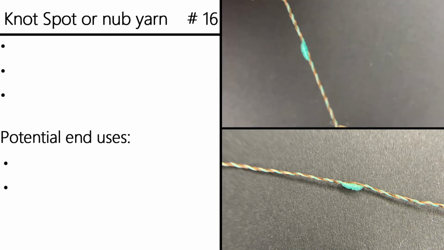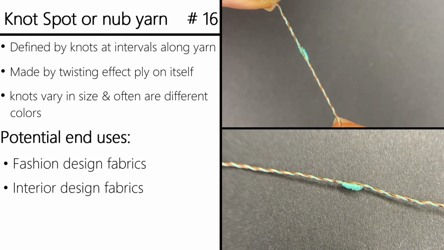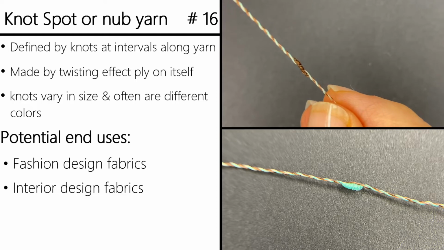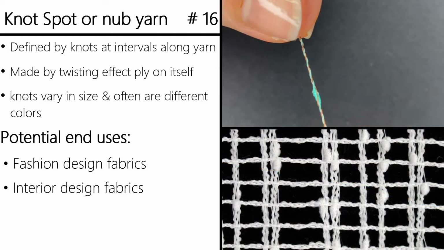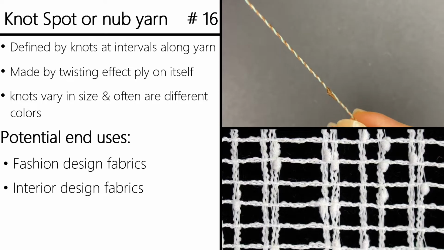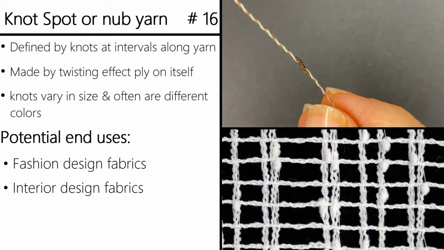The last novelty yarn from your kit is the knot, spot, or nub yarn, which is sample 16. This yarn is defined by having knots at intervals along itself, which may vary in size. They are made by twisting one of the yarns many times onto itself, and the knots are often different colors, like our sample here. This is another visually interesting yarn that can be found in both fashion and interior design fabrics.